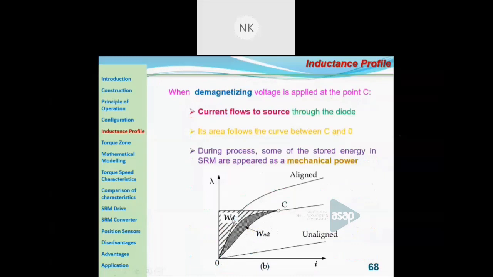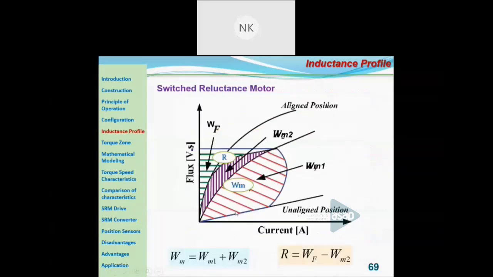Suppose you take the total mechanical energy, that will be Wm1 plus Wm2, in the magnetization and demagnetization parts, and then you have the stored energy also. This is the final one. You have the unaligned position and the aligned position. You can have Wm1 and Wm2. Wm1 is when it is in the magnetized condition, and when it is in the demagnetized condition, that is the turn-off condition, you will have Wm2. So Wm will be the total of these two, Wm1 plus Wm2.